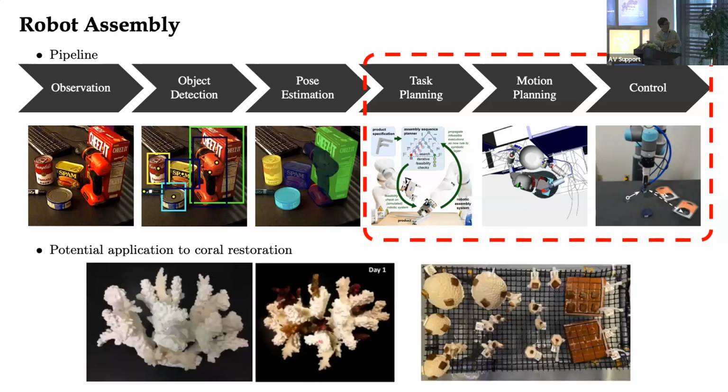Of course, this robot assembly is way more complex than what we need for the coral restoration. But I think some of the lessons we learned, some of the systems we designed can be applied to replace some of the labor-intensive process in the coral restoration. So we are trying to see if we can use a robotic arm in the coral restoration process.